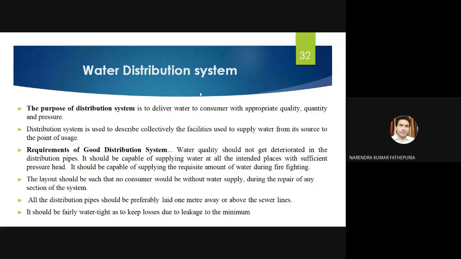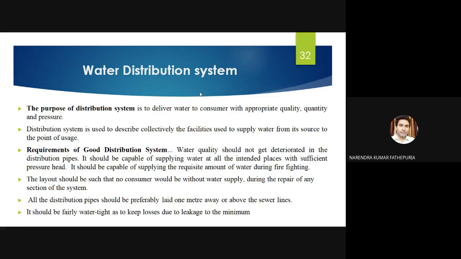But as I told you, the water supply pipeline should always be above the sewer pipeline. It should be leakage proof also. Leakages and losses should be minimized. All the head losses, real losses and commercial losses should be minimized, altogether in the range of 15 to 20% maximum.